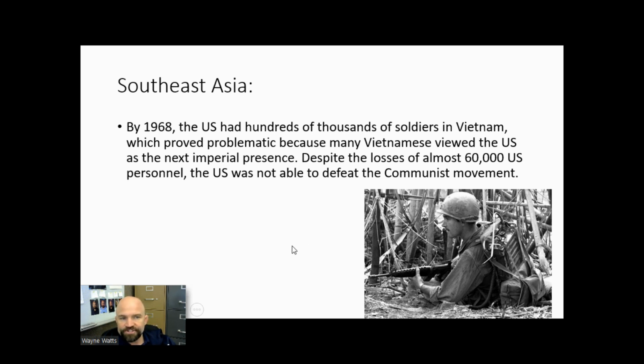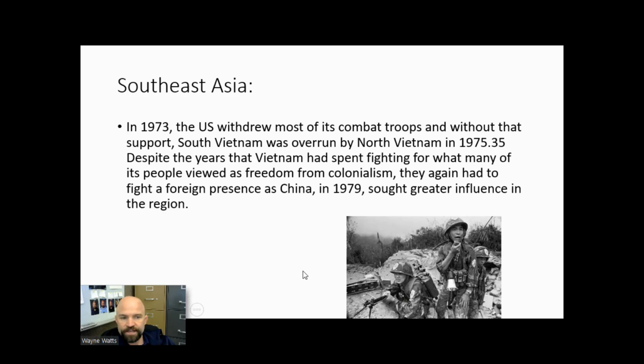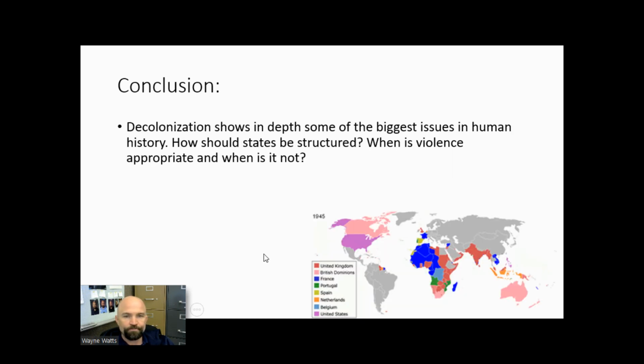Despite the losses of almost 60,000 U.S. personnel, the U.S. was not able to defeat the communist movement. In 1973, the U.S. withdrew most of its combat troops, and without that support, South Vietnam was overrun by North Vietnam in 1975. Despite the years that Vietnam had spent fighting for what many of its people viewed as freedom from colonialism, they again had to fight a foreign presence as China in 1979 sought greater influence in the region, and Vietnam fought against China even then for years more.